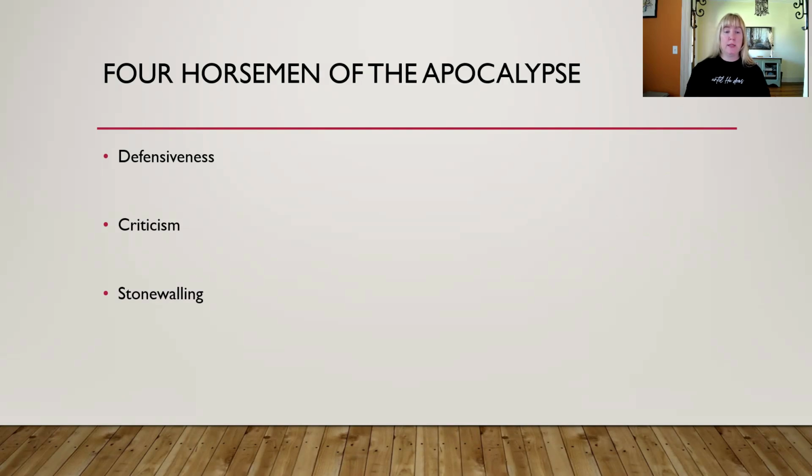So both of those need to be taken seriously, because it's when the 4th one shows up on the scene that it's very, very difficult to save a marriage, and that's contempt. By the time you have contempt for each other, by the time that you hate each other, it is really hard to turn things around.